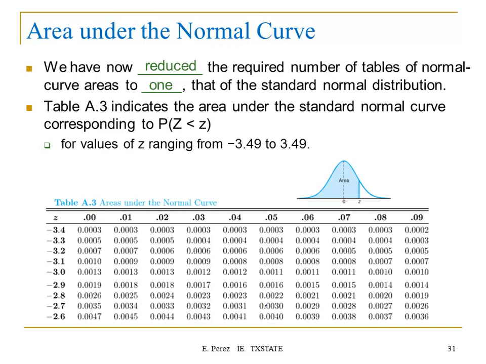So the table has Z here in this corner. For example, if you want to find the probability of Z being less than negative 3.45, you can go here, you find negative 3.4. So the probability of Z being less than negative 3.45 is 0.003. Okay? That's the type of information that you can get from this table. Okay, so we're going to use some examples to show you how to use this table.